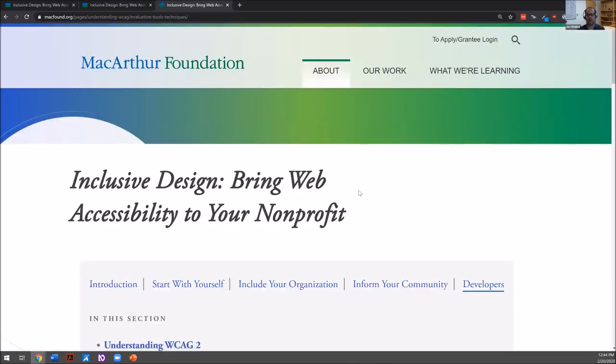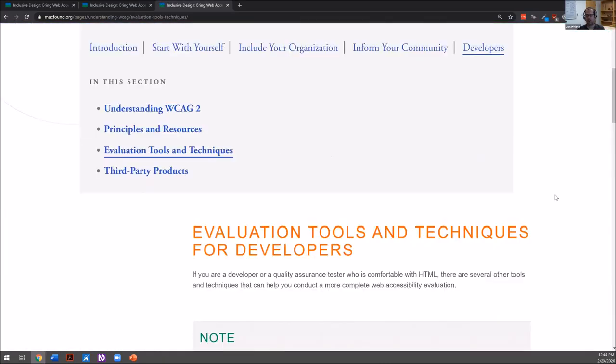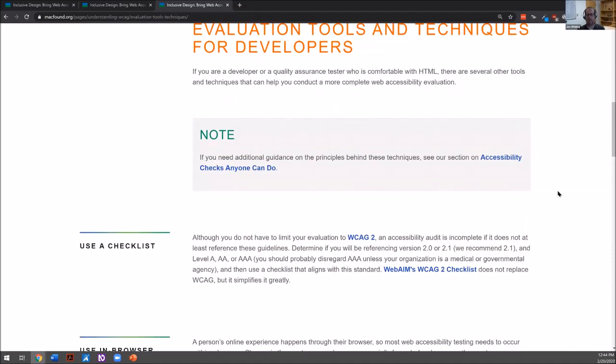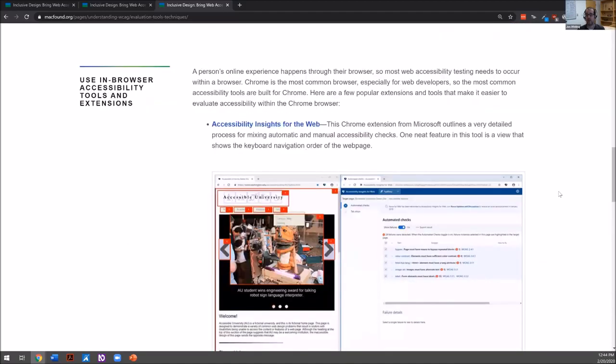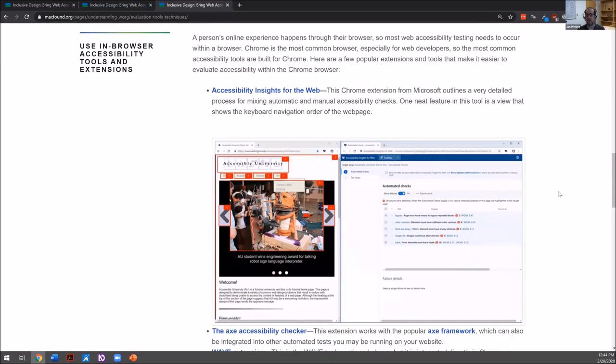Additional tools and techniques in addition to WAVE, some maybe more technical tools for people who really want to get into the website and dig around. Some more technical resources are available, like browser extensions, such as Accessibility Insights for the web that's available for Chrome, that we have links to, those kinds of things. So again, maybe some resources that are more focused on the needs of developers.